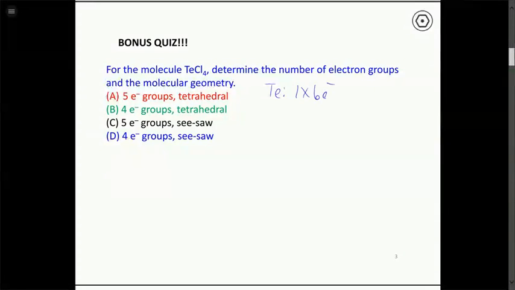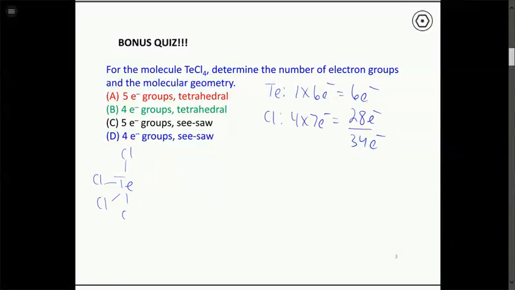So we have 6 from there. And then from the chlorines, we have 4 and we have 7 each, another 28 electrons. All right, so we're going to have 34 total valence electrons around our central atom. And then we just start with single bonds. We complete the octets by adding lone pairs, first to the outer atoms, of course.